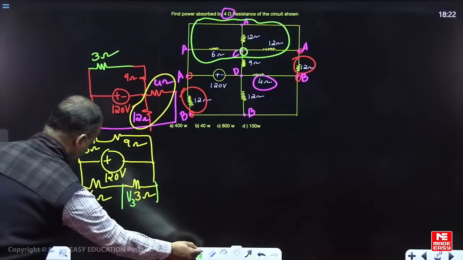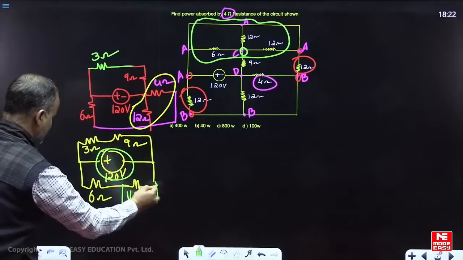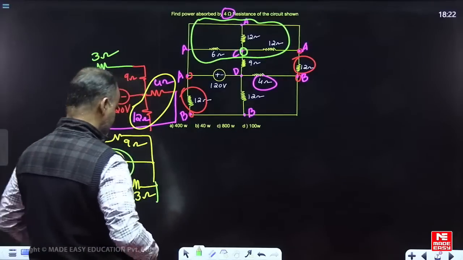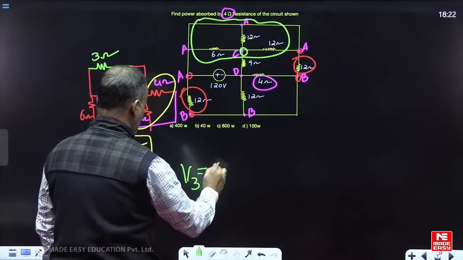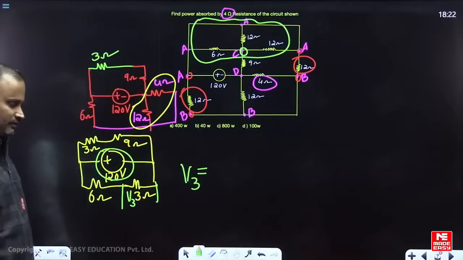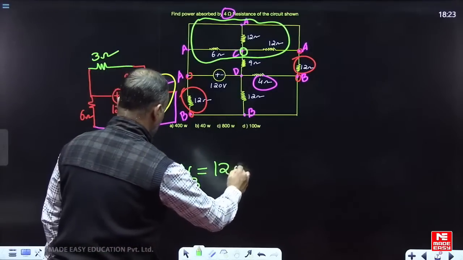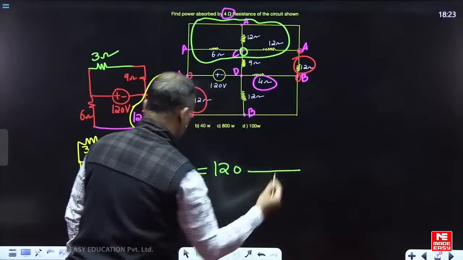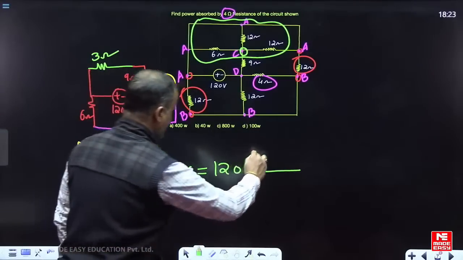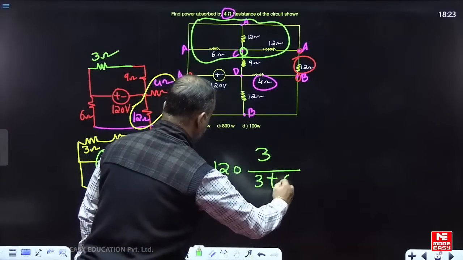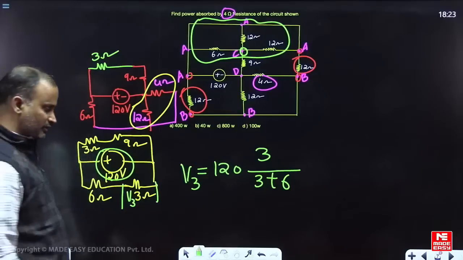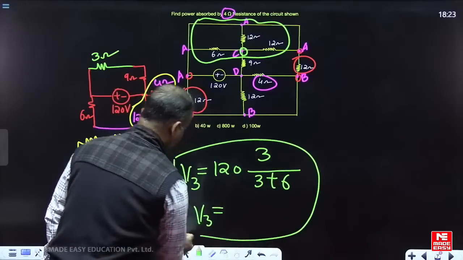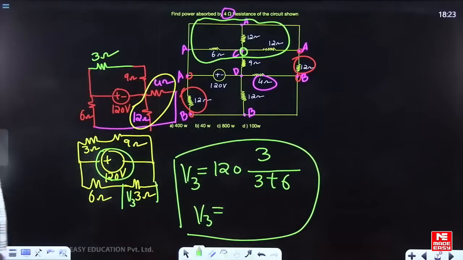Can we select this? This 120 volts is connected in parallel to this entire branch. To find the V3 value, can you go for the voltage division technique? For this entire branch, the total voltage is 120, the resistance is 3 divided by the total resistance. Simplify, can I say we can find V3? Find the V3 value and give the answer.